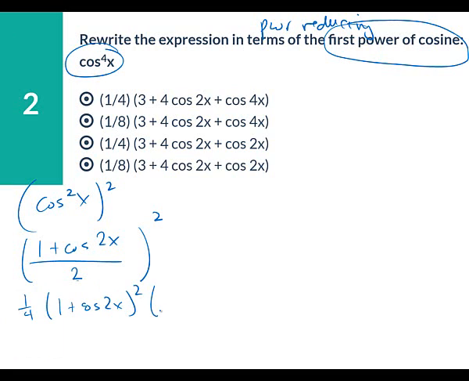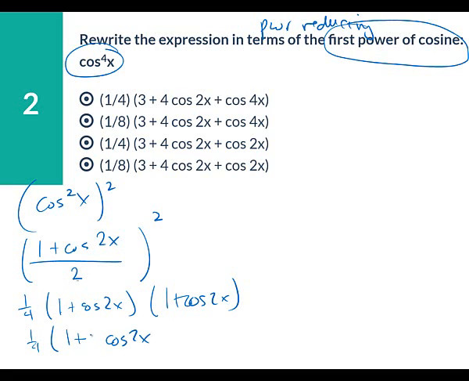Now cosine 2x squared is the same as saying I need to FOIL this thing, right? So really I'm going to get rid of my squared on there and FOIL this out. Then there's an algebra trick at the very end we have to deal with. All right, so what's 1 times 1? 1. And 1 times cosine 2x.